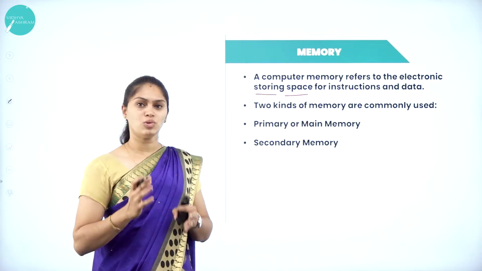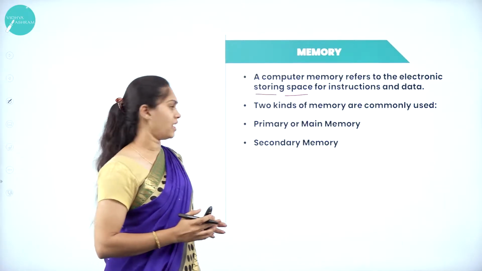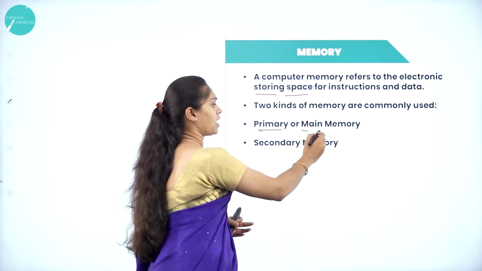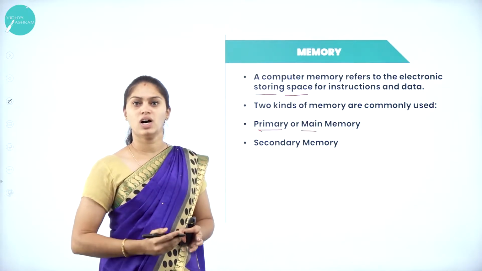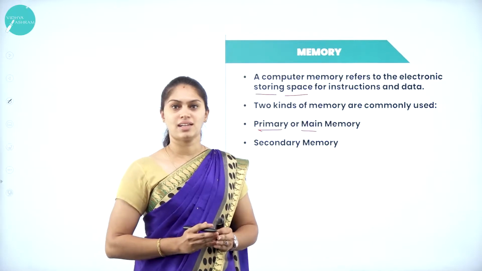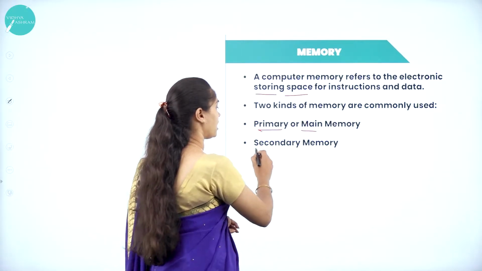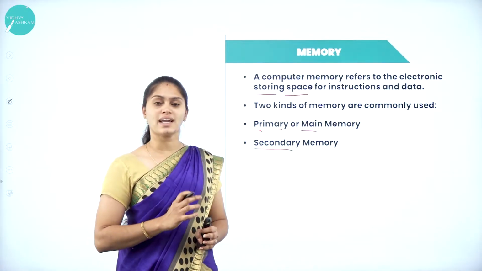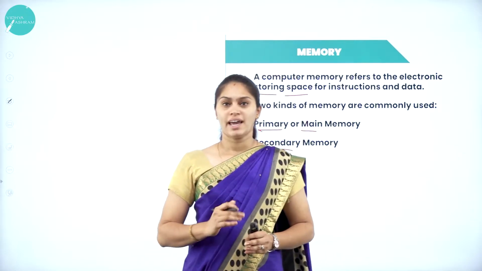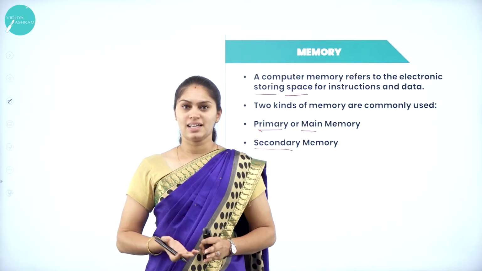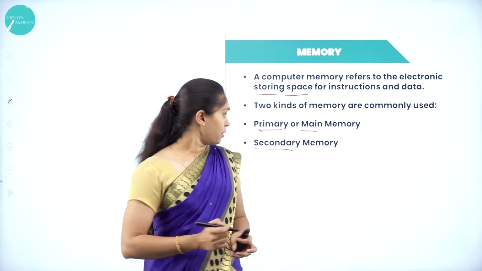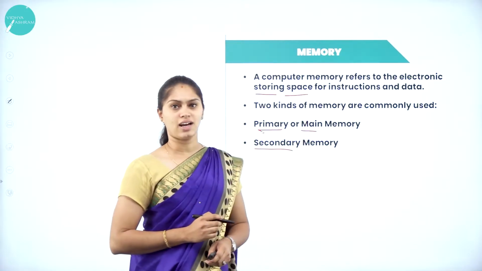There are two kinds of memory that we commonly use, that is primary memory, also known as main memory or internal memory, and the second one, secondary memory, which is also known as external memory or auxiliary memory. Let me get into primary memory right now.